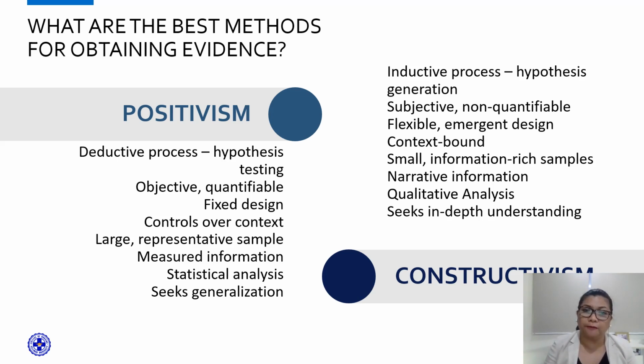From the constructivist point of view, it's an inductive process. You're not testing a hypothesis. You may be generating hypotheses at the end of your research. It's subjective and qualitative, and flexible. The design could emerge as you go along. It could be context-bound, so you have to consider the context. You don't need a big sample. A small sample is okay. Narrative information is what you want. And then the analysis of the data uses qualitative methods, and it seeks an in-depth understanding of the phenomenon or the people that you're studying.